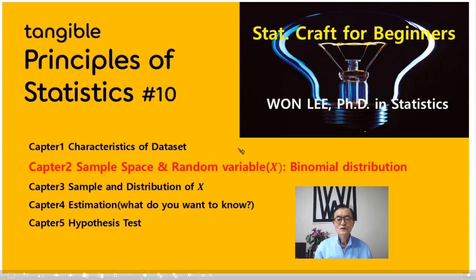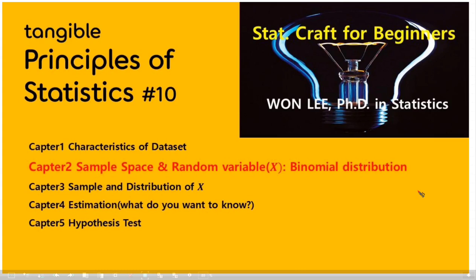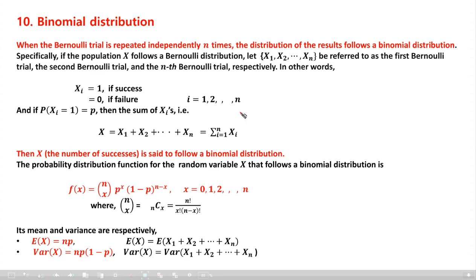Yesterday I introduced the Bernoulli distribution, the Bernoulli random variable. Okay, I'm going to explain the binomial distribution. Let's see what the binomial distribution is. Here, a Bernoulli trial is repeated independently n times. Then the distribution of the result follows a binomial distribution. Especially, each x follows a Bernoulli distribution.